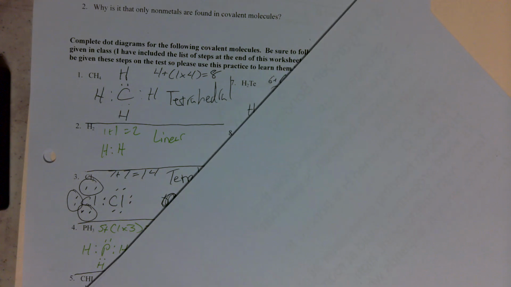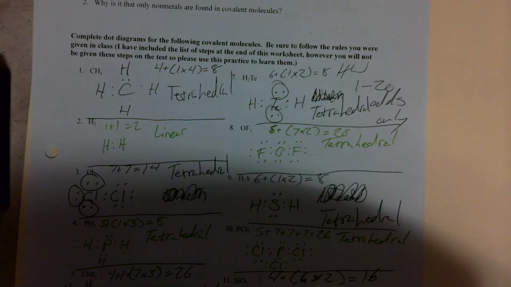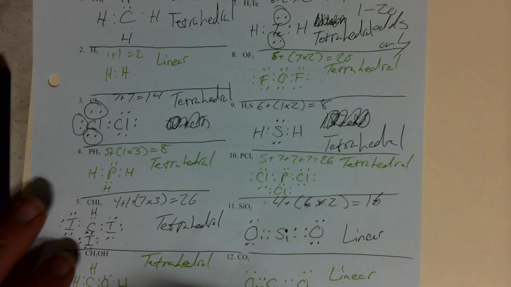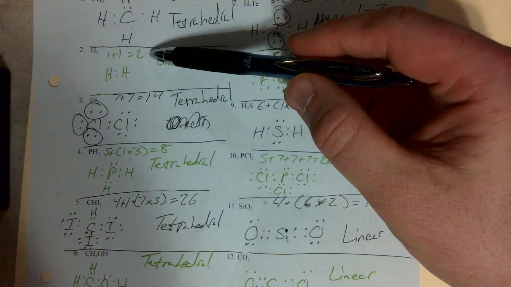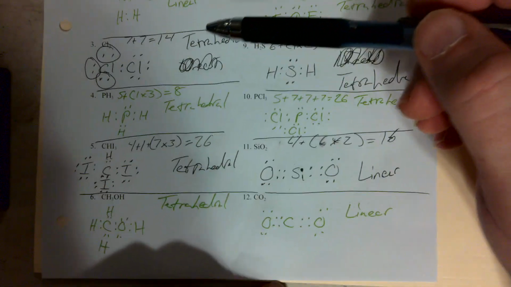And for those who hit the pause button, welcome back. Let's take a look at the questions themselves. All right, so looking at H2, we have 2 valence electrons, so we have 2 dots that we're working with. So there we go, boom, boom. What's that form? It forms a linear molecule.